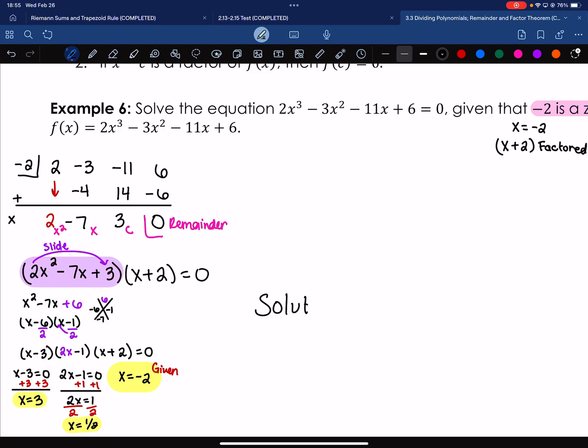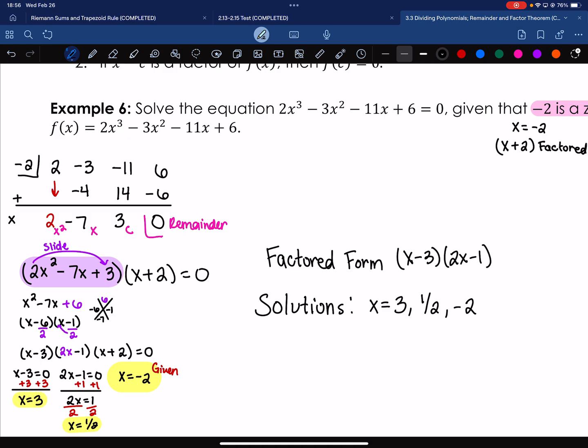So when you write them out, solutions: we have x equals 3, 1/2, and -2. If it wants it in the factored form, that would be x minus 3, 2x minus 1, x plus 2. It may not ask for that, but I'd rather give that to you than not give it to you, and then y'all need it.